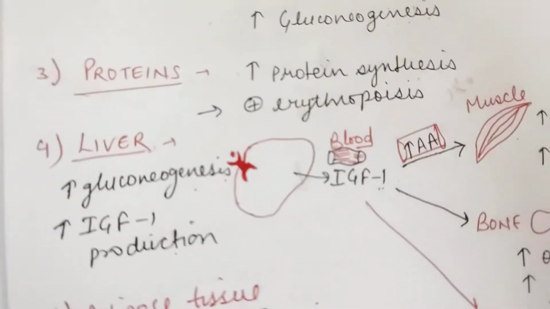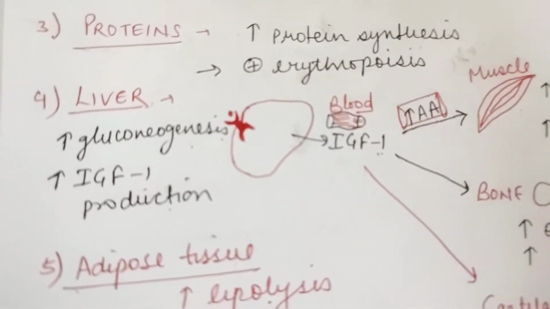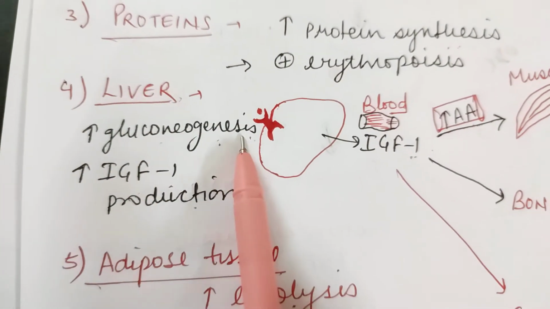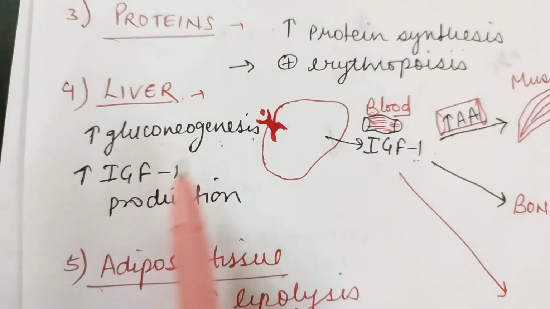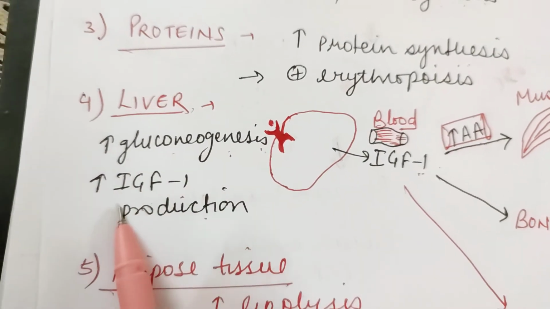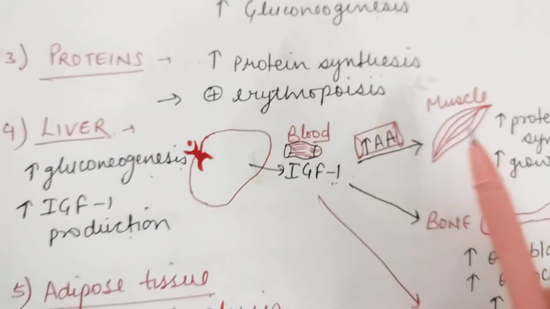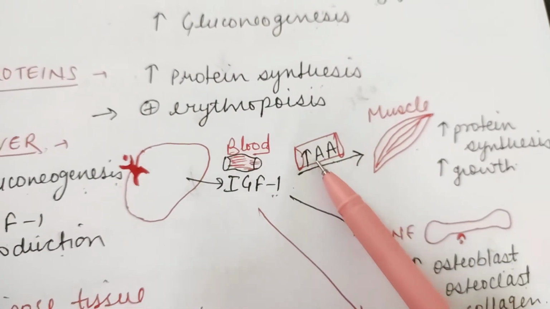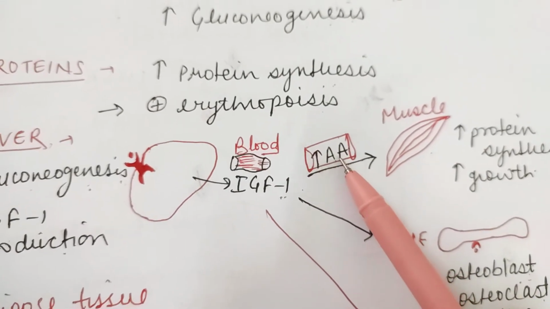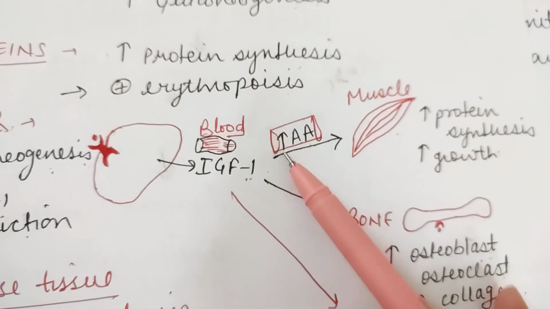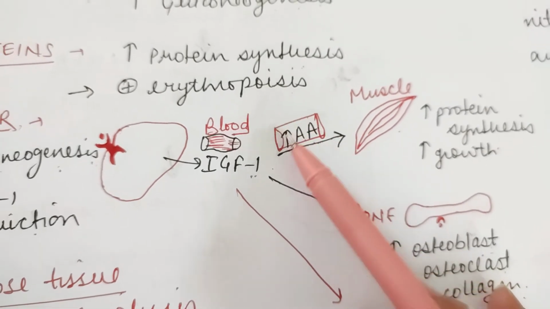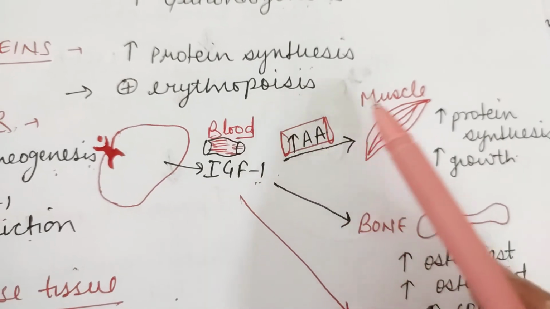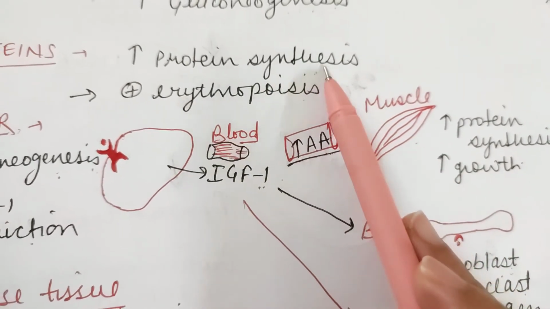Now coming to the liver. We have seen that via some transcription pathway there is release of IGF. So it increases gluconeogenesis, meaning glucose formation is more, and increases IGF-1 production. Insulin-like growth factor is produced. So what does this IGF do? You should know this. Whenever there is an increase in amino acids in the blood, that is also a stimulus for GH secretion. Basically, to synthesize protein these amino acids will be used, and we know that protein synthesis occurs because of GH.